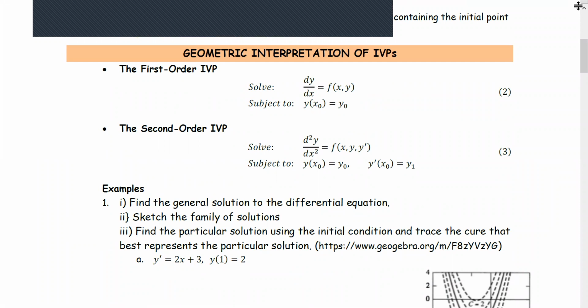For the first order initial value problem, the differential equation has the first derivative and has one initial condition. For the second order differential equation, you need two initial conditions.